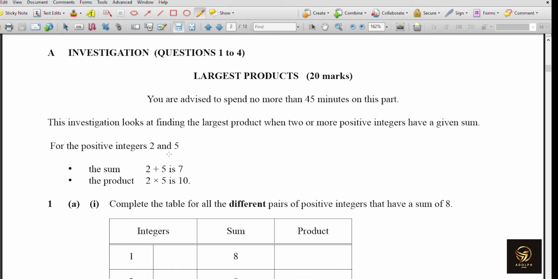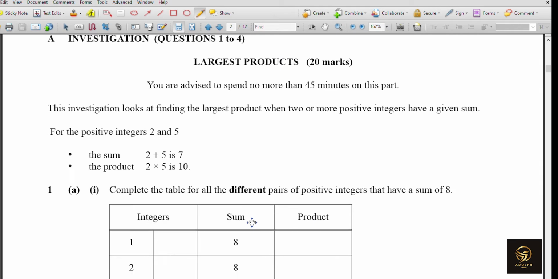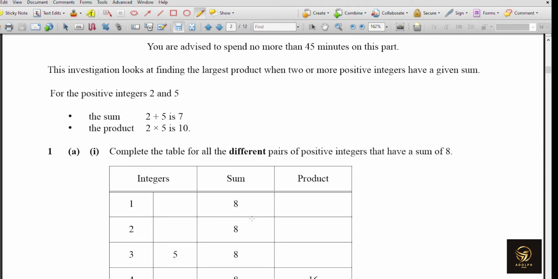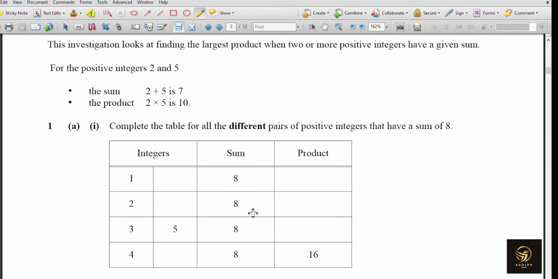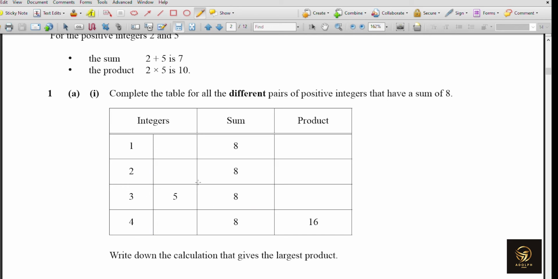This investigation looks at finding the largest product when two or more positive integers have a given sum. For the positive integers 2 and 5, the sum is 7, the product is 10. Complete the table for all the different pairs of positive integers that have a sum of 8. So for 8, what are the different possibilities that we have to write here? The sum has been given already as 8. We just have to write what the product value will be.